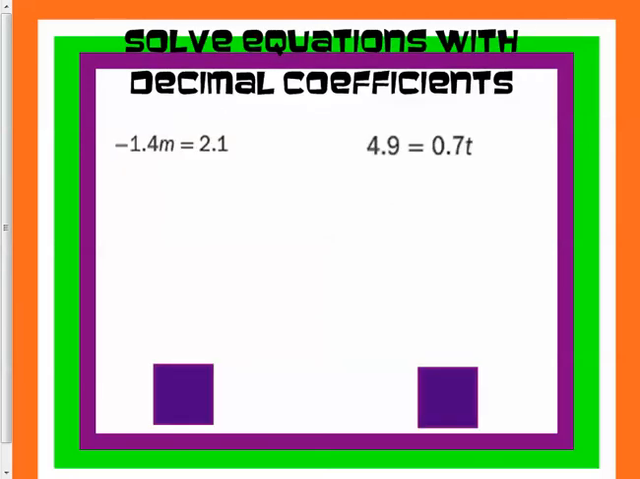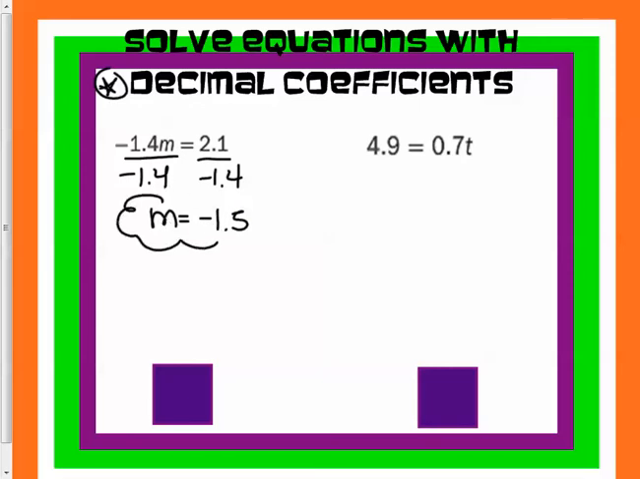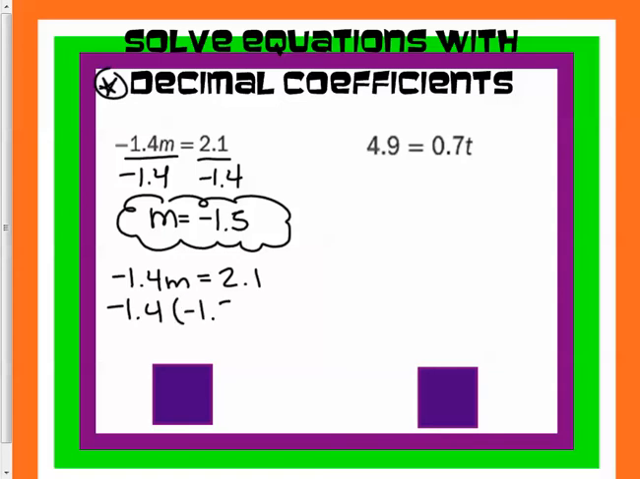All right, grab your red pen. We are going to divide this side by a -1 and 4/10, divide this side by a -1 and 4/10. So when we divide a positive by a negative, we get a negative, so m equals a -1 and 5/10. If we plug this back in to check our work, we're going to plug in -1.4 times a -1.5 or 5/10, and when we multiply, we get 2.1 equals 2.1, so it works.